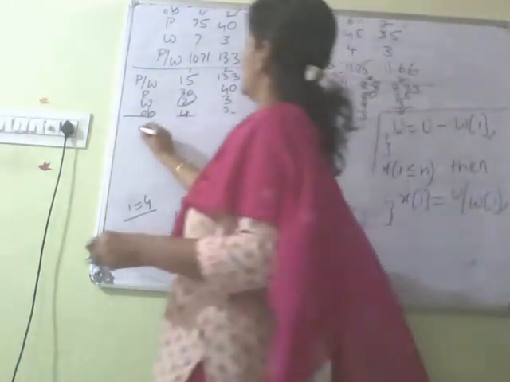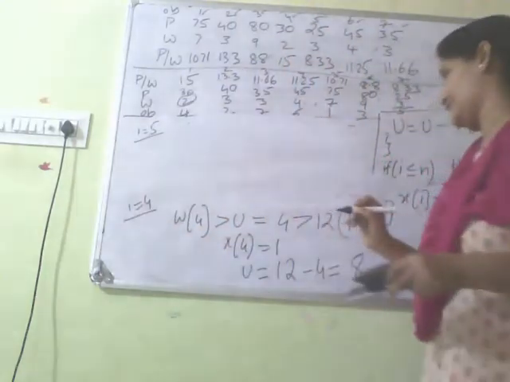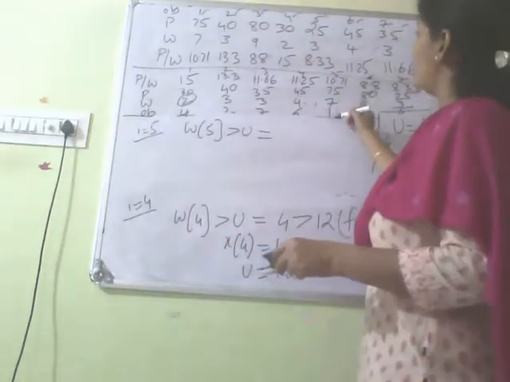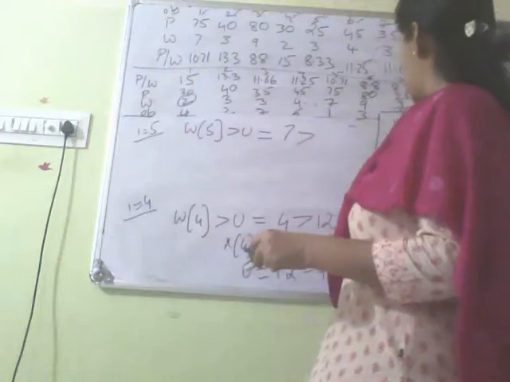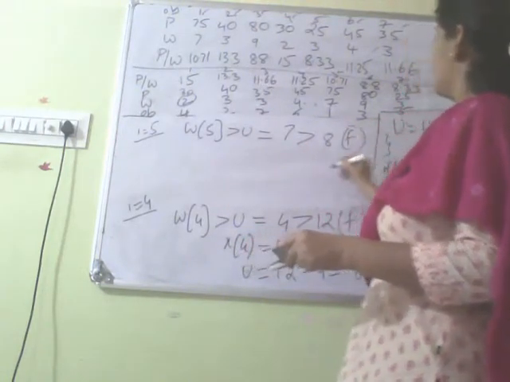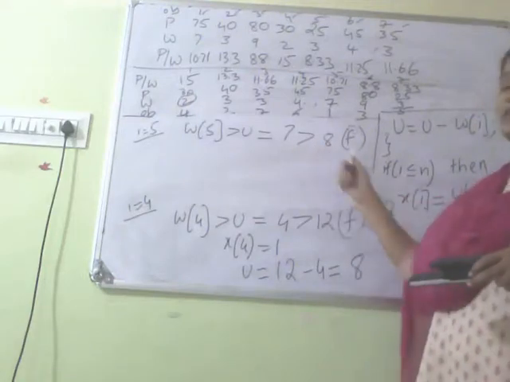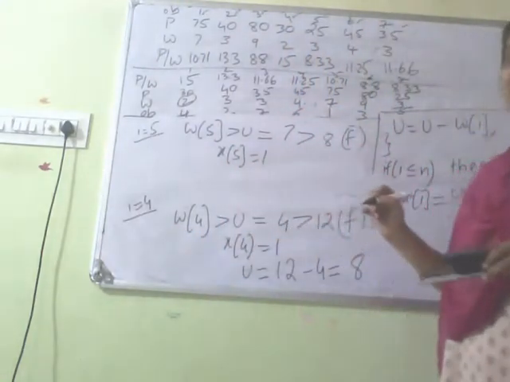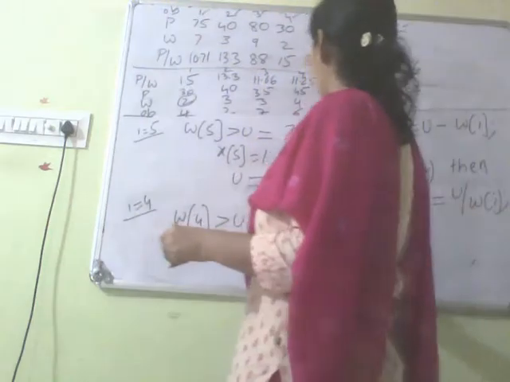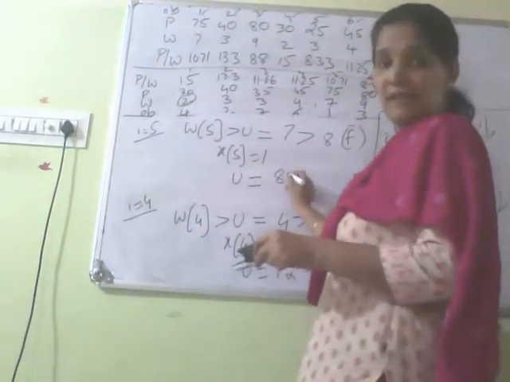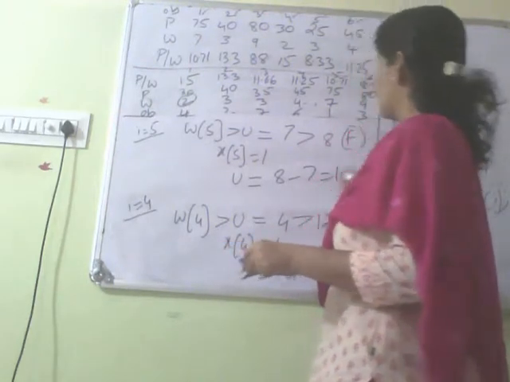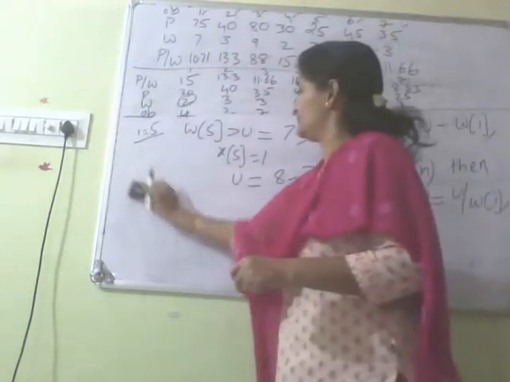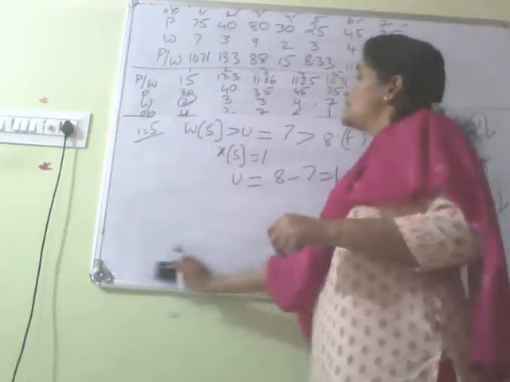Now for the fifth iteration, i equal to 5. W of 5 greater than U. What is our W of 5? 7 greater than how much we have? 8. False. Previous U was 8, so 7 greater than 8 is false. And x of 5 equal to 1. Now what is our U here? 8 minus 7, so you are getting 1 now. U is 1. So that is the fifth iteration.